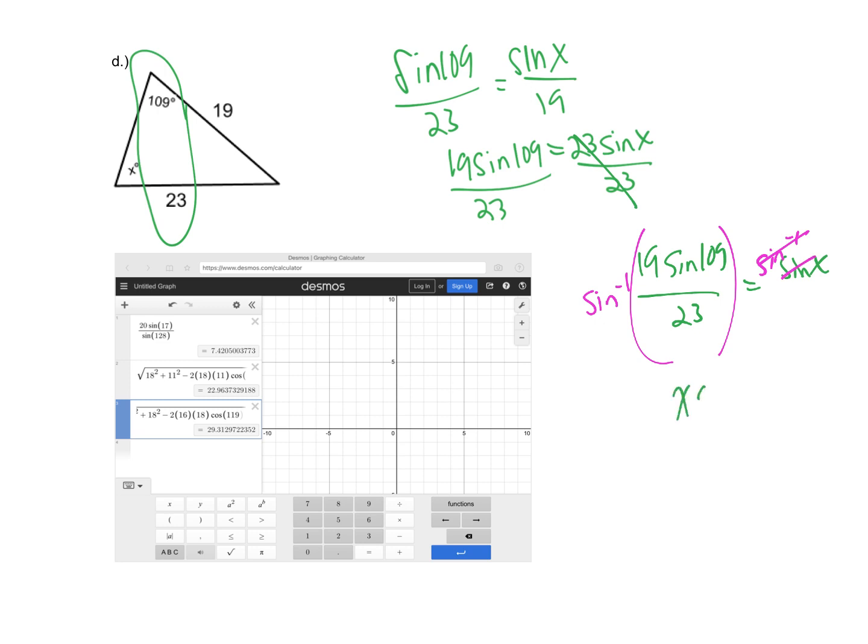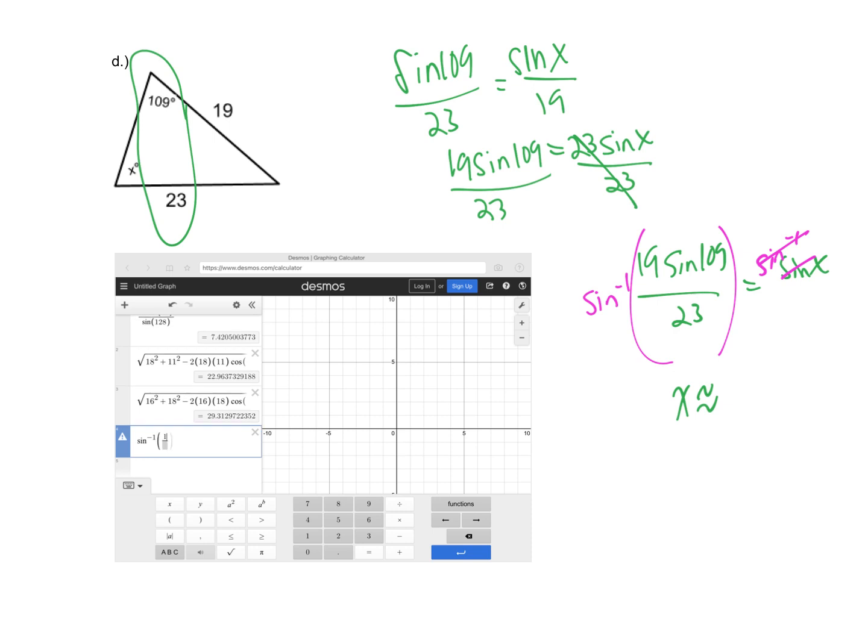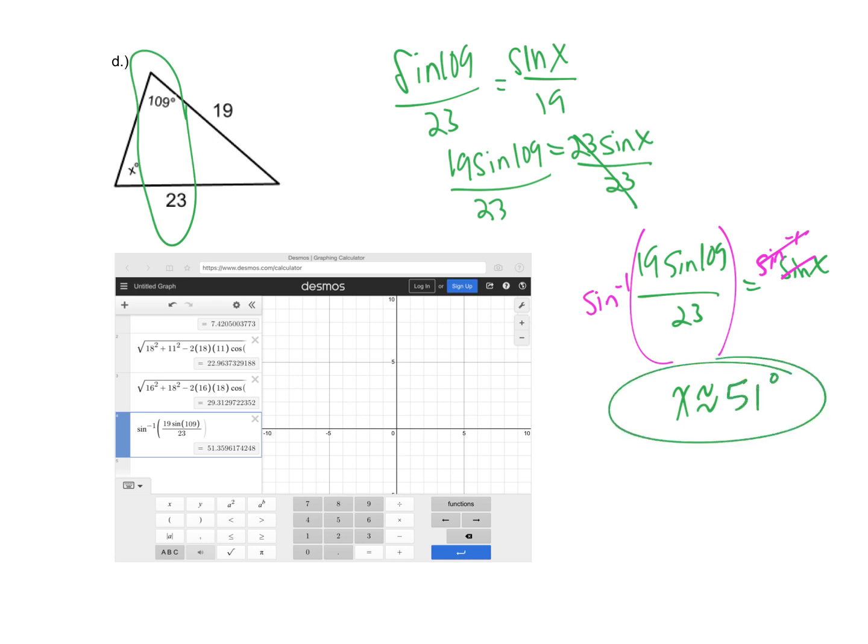So I end up with x is approximately equal to something that should be a whole number because it's going to be an angle. So in my calculator, inverse sine, fraction bar, 19 times the sine of 109 over 23 is 51.3. So I'm going to round that to 51 degrees.